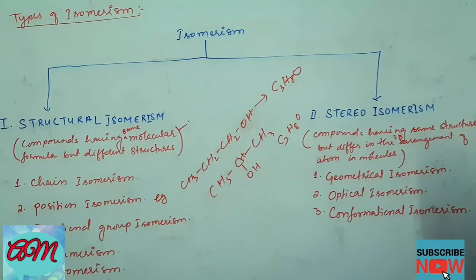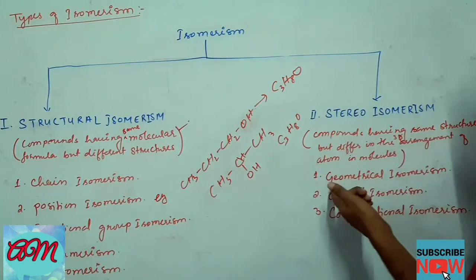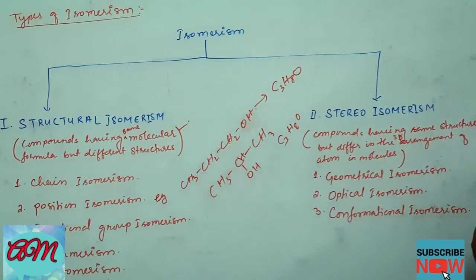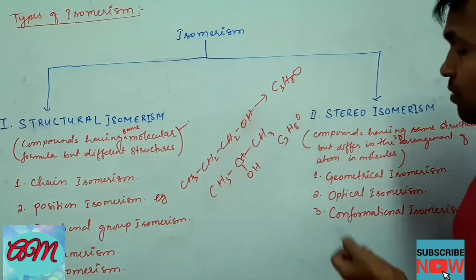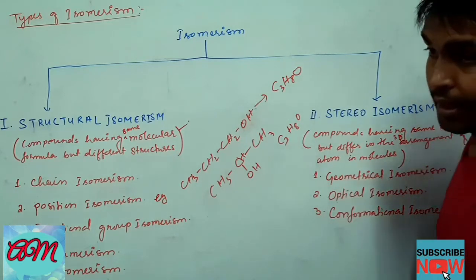Okay. Now coming to this side, stereoisomerism. Here we have geometrical isomerism. Geometrical isomerism, basically it is not in your syllabus. You will be studying it in class 12.